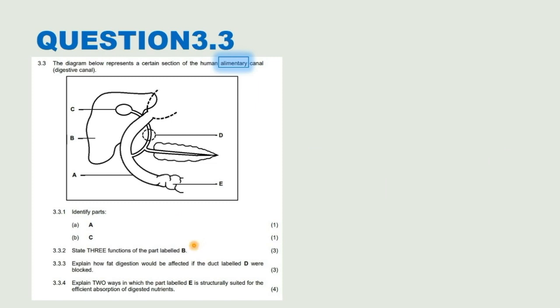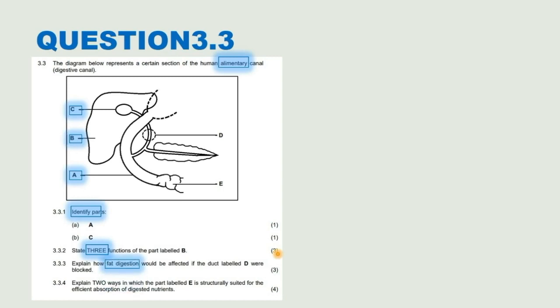So let's quickly go through the questions. Question 3.3.1 says identify part A and part C. If we have a look here, here is part A, there's the structure, and then this section over here is part C. Then they ask in question 3.3.2 to state 3 functions of the part that's labeled B. So this is the liver. There's quite a few functions for you to list over there, and it's a total of 3 marks, so just 3 functions.